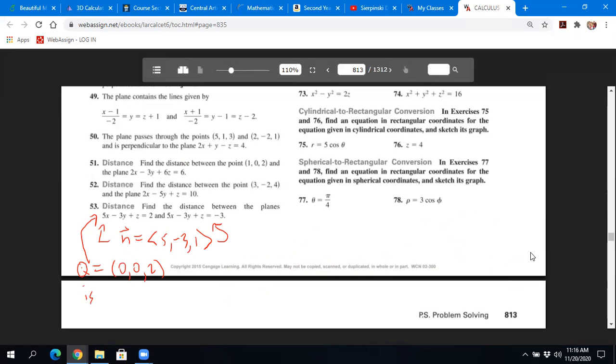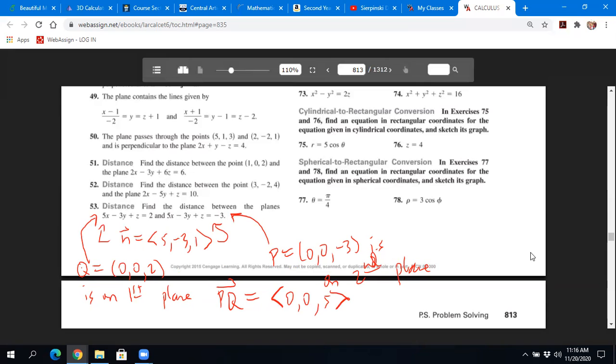Okay, what about on the second plane? 0, 0, -3 is on the second plane. Okay, what's PQ? What's PQ? 0, 0, 5.